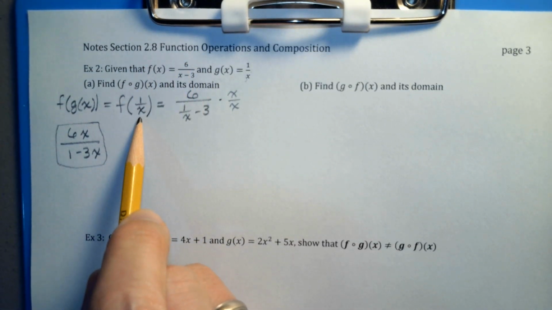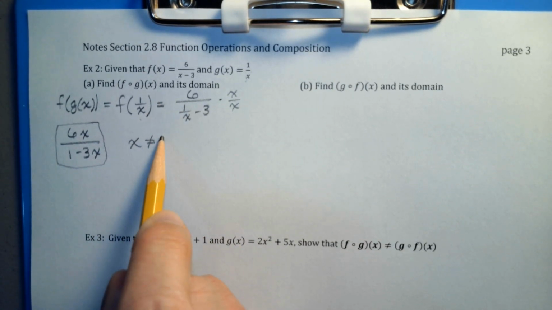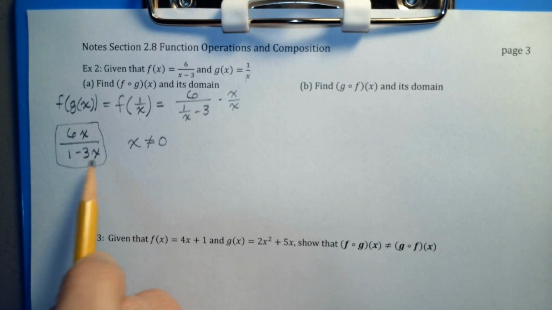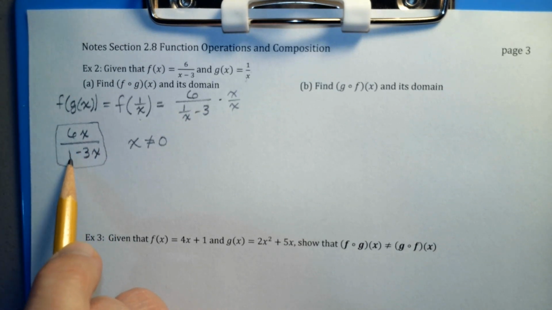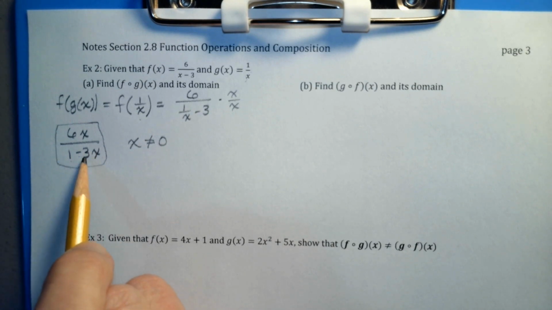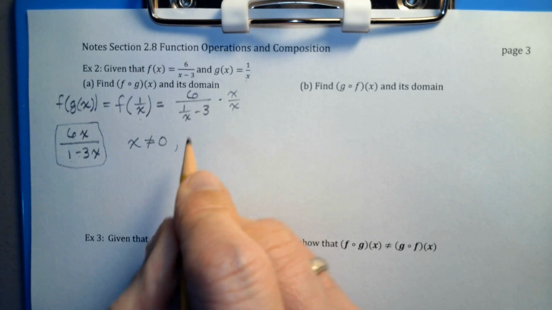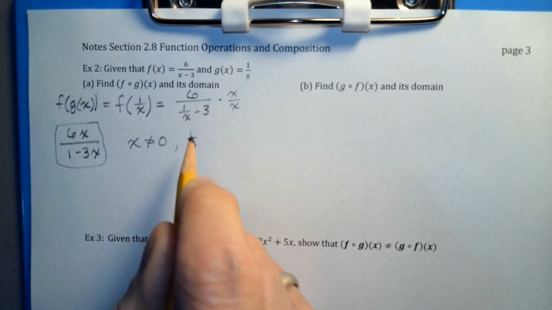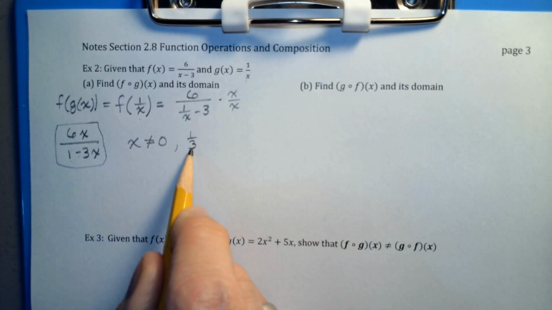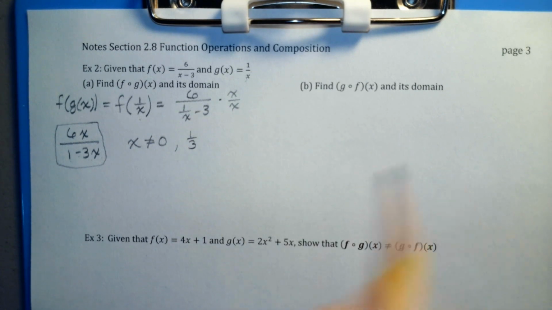So this original thing that we plugged into f of x would be undefined if x is equal to 0. So x cannot equal 0, but also in the final answer, 1 minus 3x can also not equal 0. And so that means that we can't have 1/3 as well. So x cannot equal 0. It can also not equal 1/3. 1/3 placed into this would make this 1 minus 1, which would be 0.